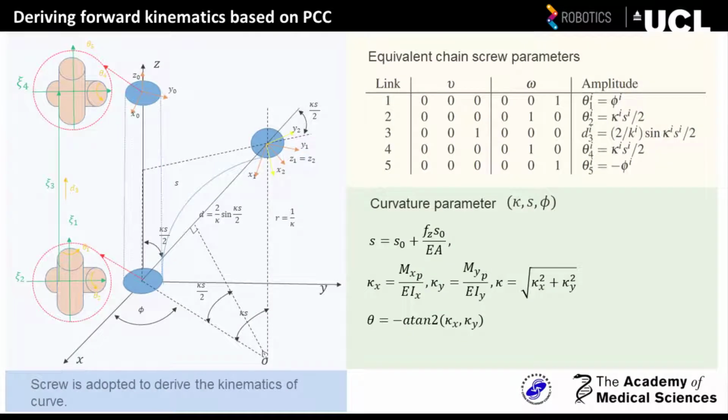The forward kinematics in this paper is based on the piecewise constant curvature assumption. The arc is described using 5 twists with different screw axes and amplitudes, as shown in this table. The screw parameters are calculated from the range resulting from pressurization. By exponential product, the transformation matrix is derived from the twist.